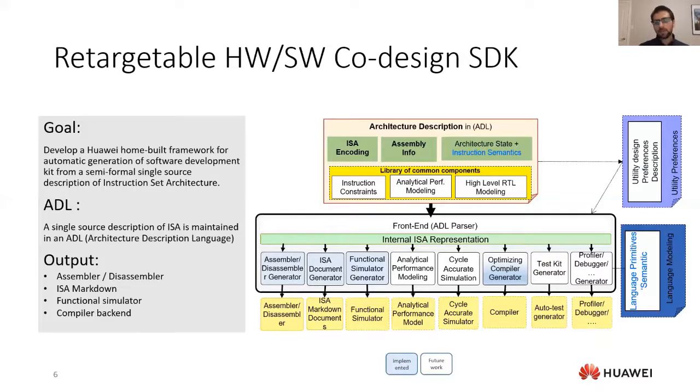Of course, some of these components are already functional, but some are either still under development or part of our future work. One thing that I would like to highlight here is that the utility design preference and language primitive semantics have been kept separate from the whole flow over here to make sure that the same ADL could be used to target different preferences and different languages.